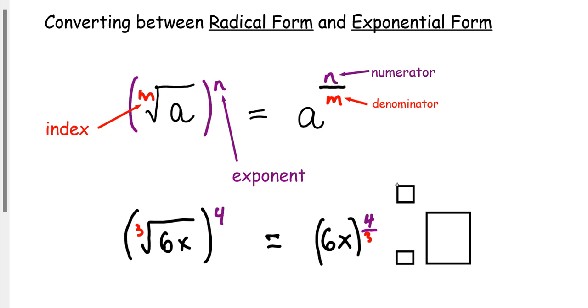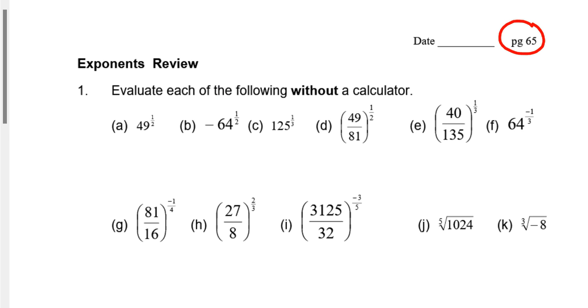It's important that the 6x is in a bracket because we are raising the entire term 6x to the exponent of 4 over 3. If you don't have the brackets, it looks like just the x is being raised to the exponent of 4 over 3. But we want the whole thing, so make sure you include a bracket. Let's do some examples that are on the following page.